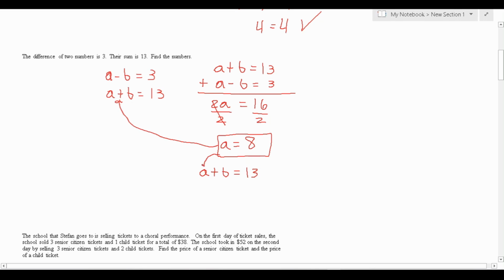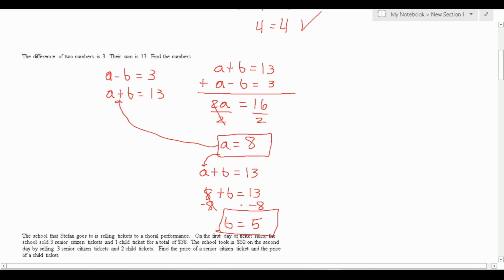Again, we know a is 8, so let's plug that in where we see a. 8 plus b equals 13. To solve for b, we have to take 8 away from both sides. That leaves us with b equals 13 minus 8. 8, 9, 10, 11, 12, 13. That's 5. So as you can see, we've now answered this question. Namely, one of the numbers is 8 and the other number is 5.